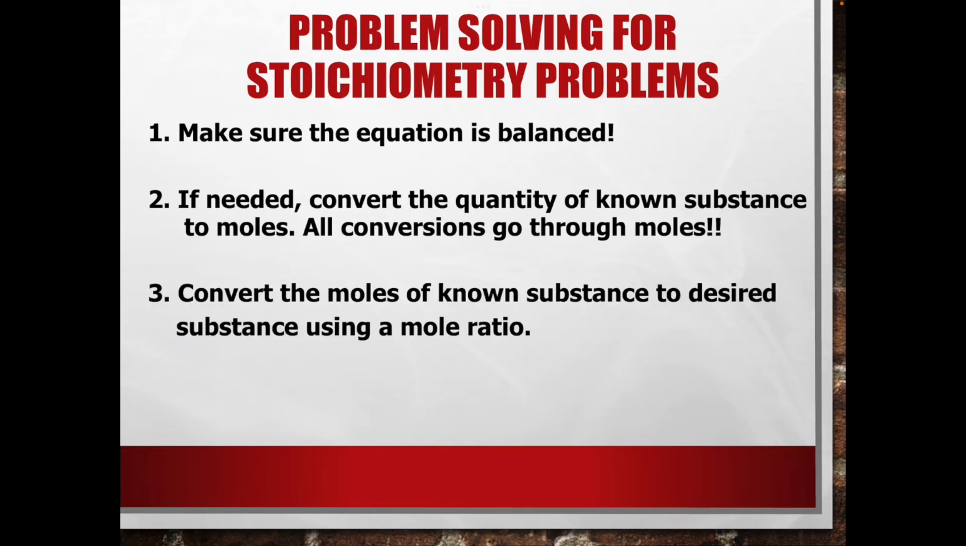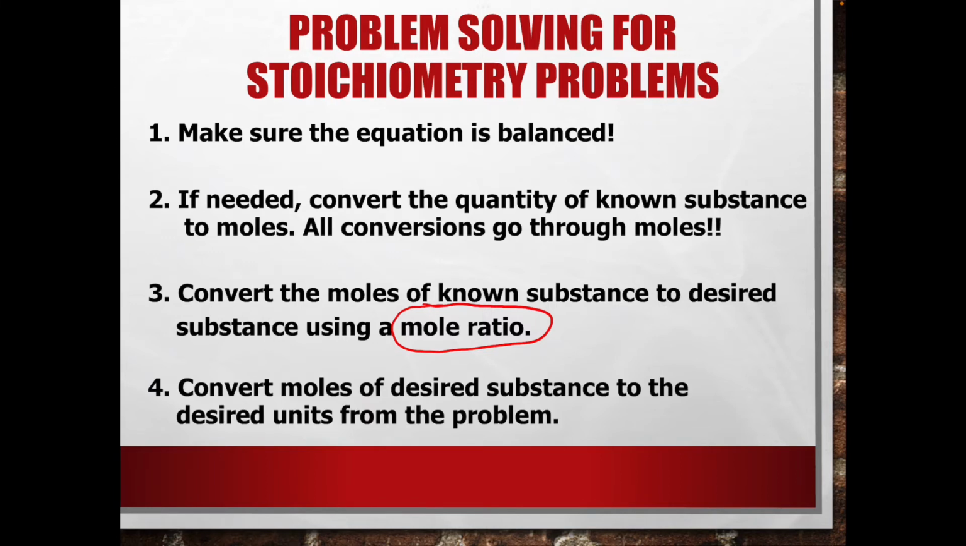Once you convert it to moles, then you can use your mole ratio to change compounds. Okay? Remember, that mole ratio is coming from the balanced chemical equation, and that's going to allow us to convert moles of our starting material into moles of our product. And then, once you have moles of your product, then you can convert it out of moles into grams or atoms or molecules or liters or whatever it is, right?